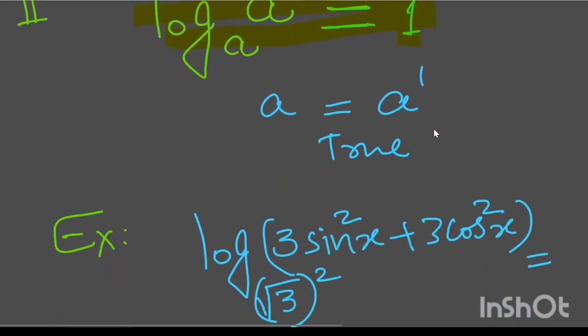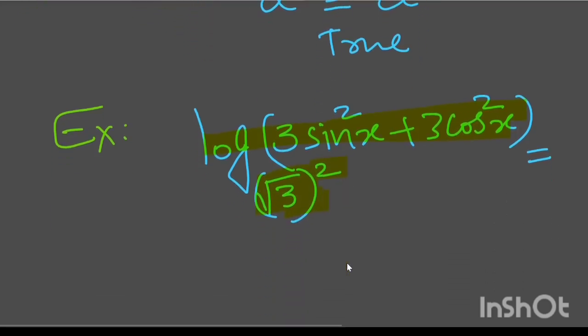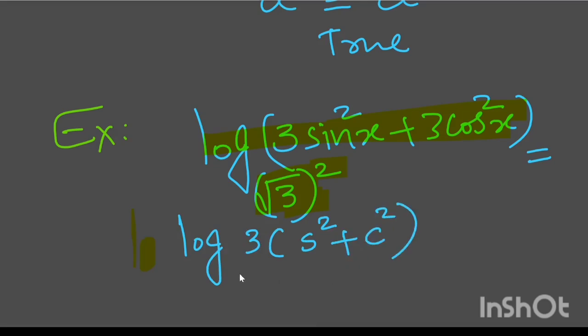For example, if the question is log of 3 sine square plus 3 cos square, upon base root 3 square, what is it equal to? As you can see here, taking 3 common, sine square plus cos square, and root 3 square I write as 3. Sine square plus cos square we know is 1. So log 3 base 3, and log a base a is 1. So this is 1, guys.